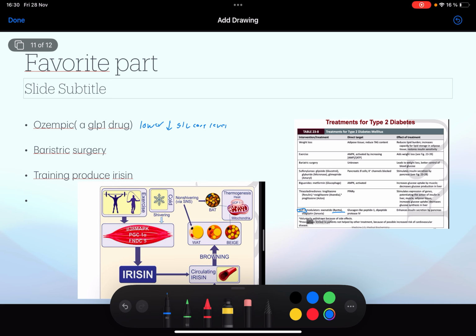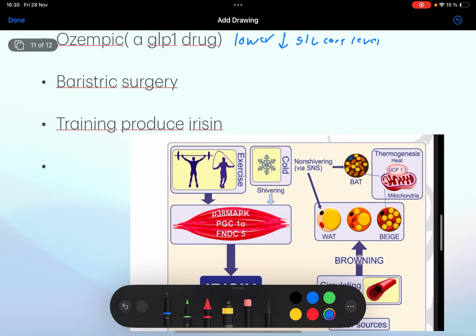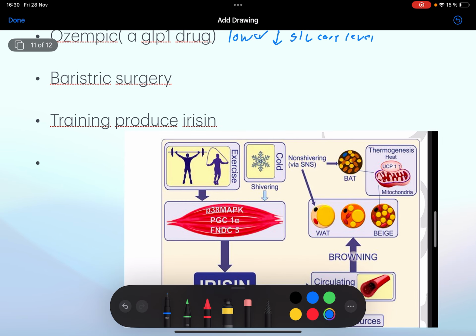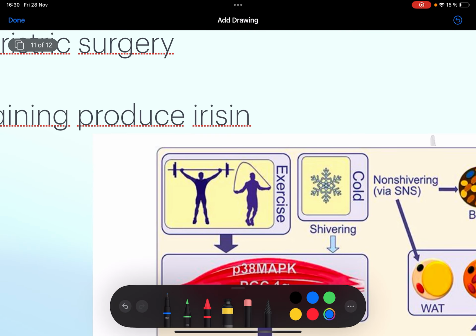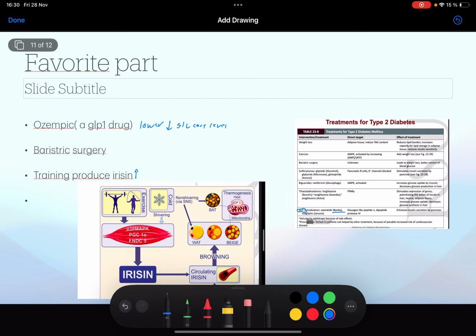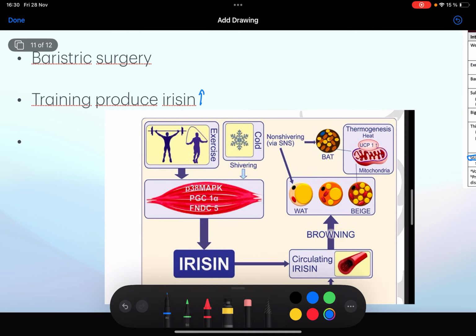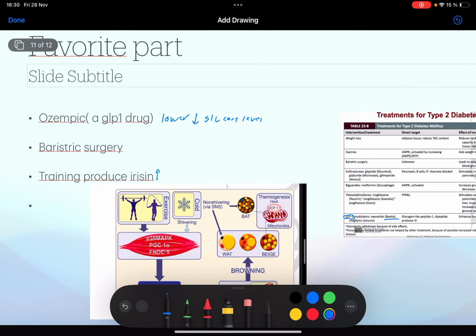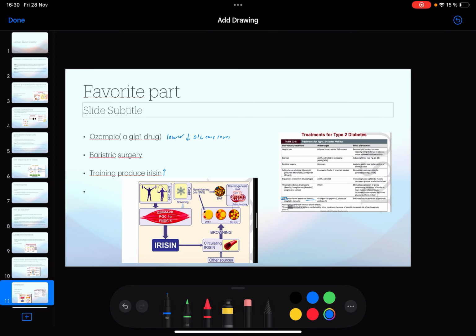Also, one of the treatments is bariatric surgery, I think it's called, and also training. Very important. Train, because it would lead to an increased level of irisin hormone, and this irisin hormone would convert white adipose tissue to brown adipose tissue, and then it would provide better oxidation in our body. And I talked about the function of brown adipose tissue earlier on.